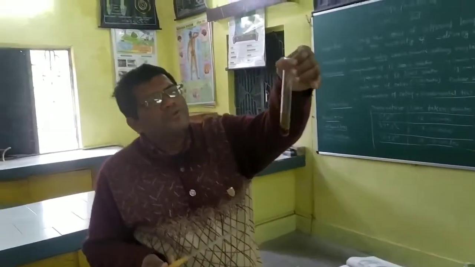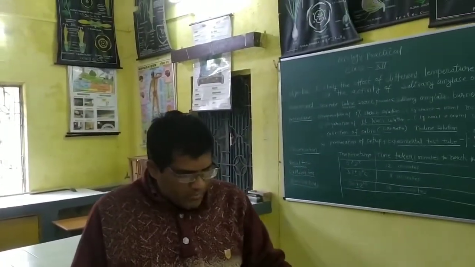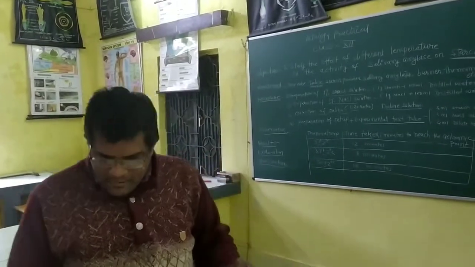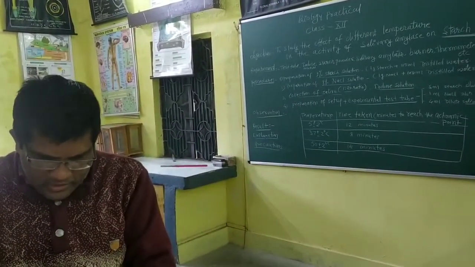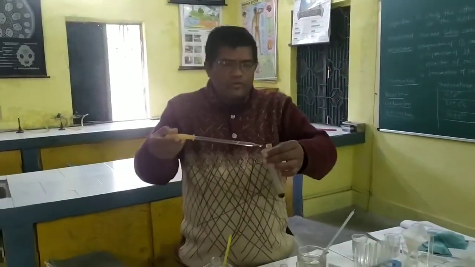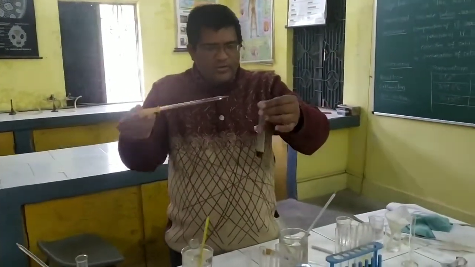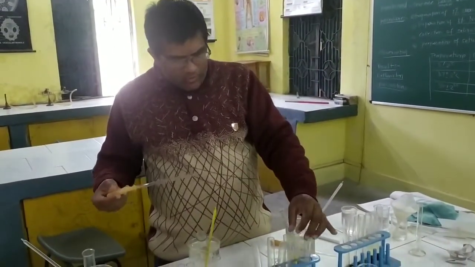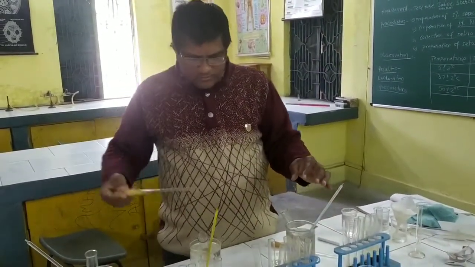This one also, a blue-black color comes, so the achromic point is not reached. Second, again we have to take this one, and in the second test tube we have to mix the solution. Here also the blue-black color comes, it means the achromic point is not reached.